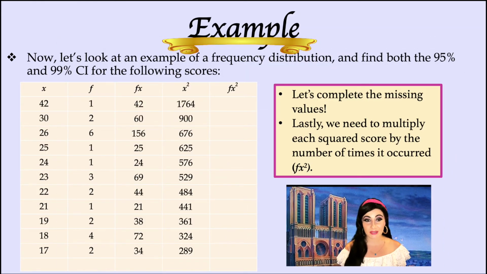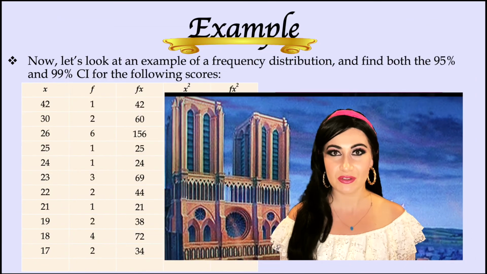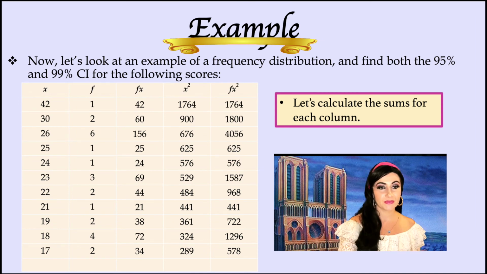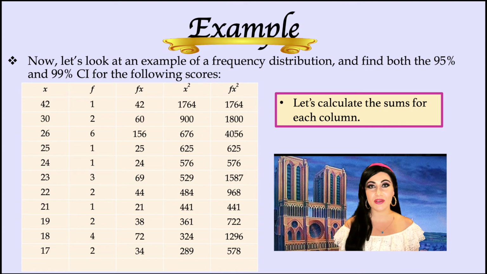The last thing we need to do is multiply each squared x value by the frequency. So ultimately, you're going to take the values that are in the x squared column and multiply by f. And once you do that, these are the values that you should be left with. So the last thing we need to do is get the sums, the totals, for all of these columns.